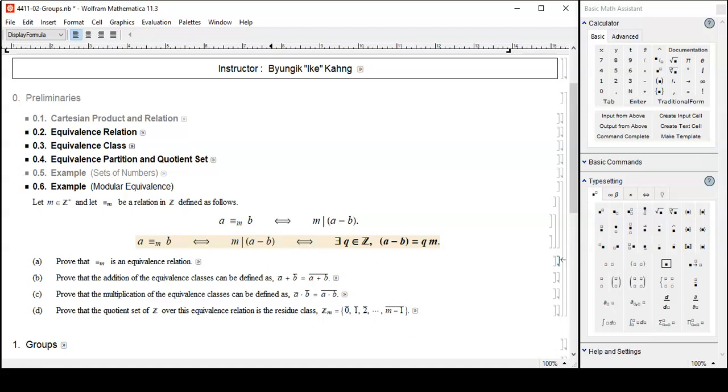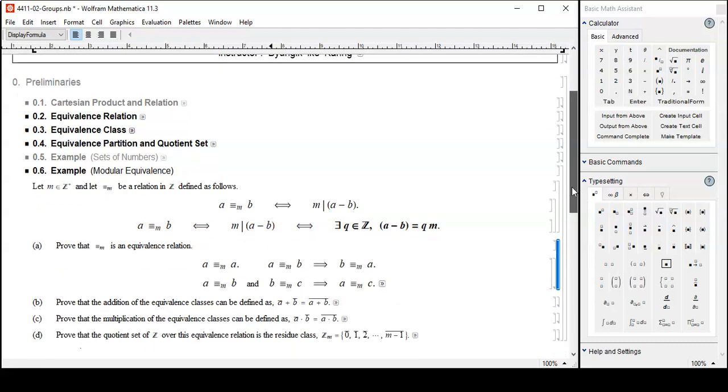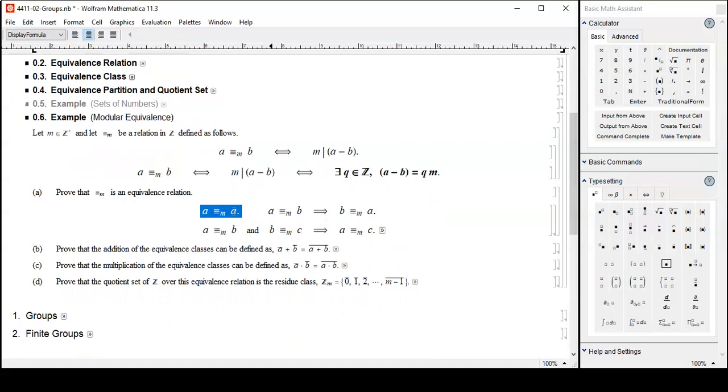Okay, let's go ahead. Let's prove that this is an equivalence relation. In other words, you have to prove the reflexivity, the symmetry, and then the transitivity. Again, remember this bold form. a and b are congruent modulo m means m divides a minus b. In other words, a minus b is divisible by m, or in other words, is a certain integer times m.